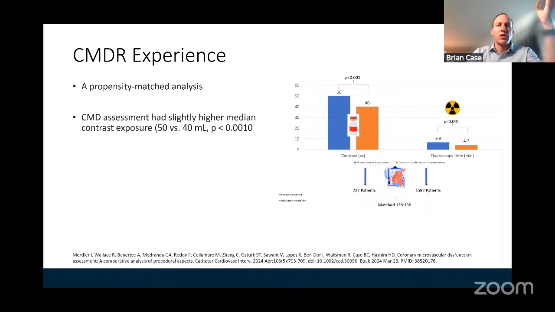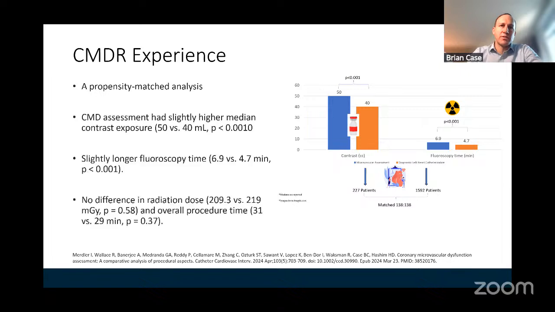We looked at our data. We compared doing coronary functional testing to just doing a basic left heart cath, and we noted that it resulted on average in 10 more mLs of contrast, only about 2 more minutes of fluoroscopy time, no statistically significant difference in terms of radiation dose, and the overall procedure time was about 2.5 more minutes. So once you get efficient doing coronary functional testing, you can do it quickly, and you're not going to hold up your lab for 2 hours doing this whole complex evaluation.